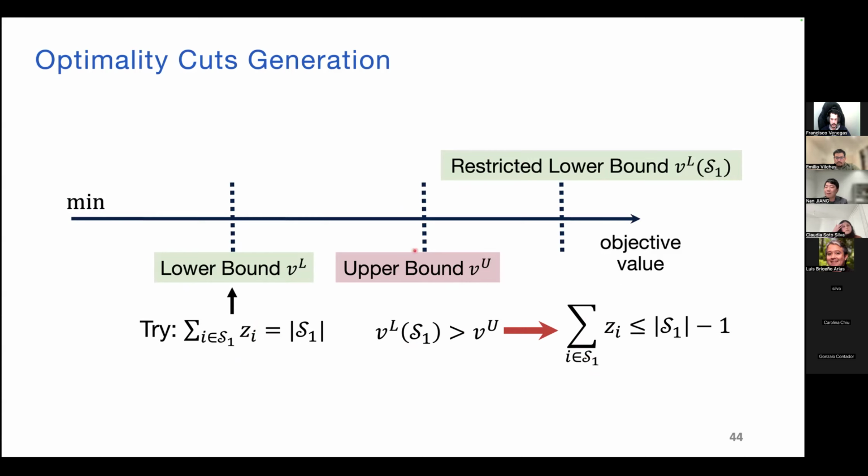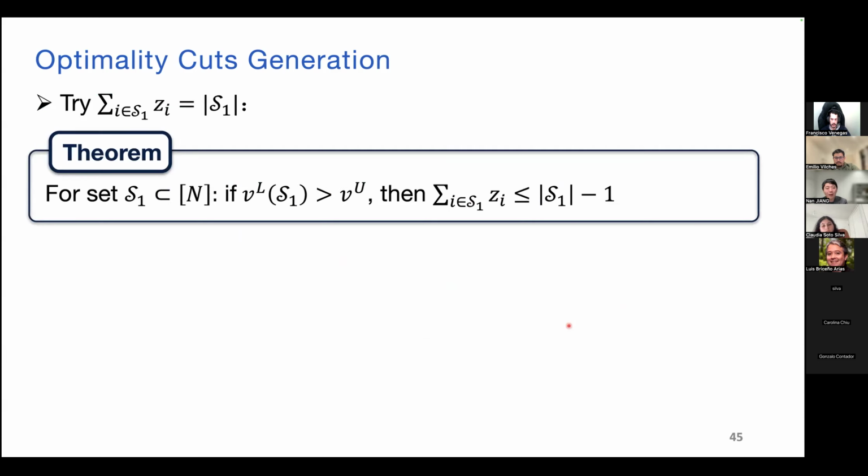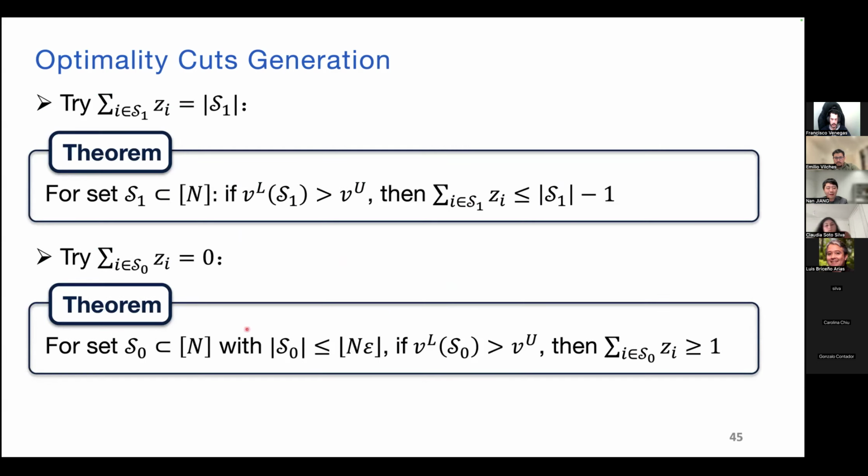This is very easy to compute. We can also have another side, where we add those cuts to the lower bound. If it's greater than the current upper bound, then we know at least one scenario of them should be satisfied. So this is the optimality cuts. Very simple, very straightforward, but very powerful.